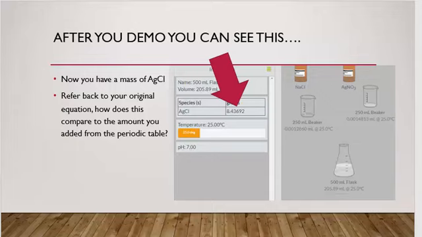Refer back to your original equation and how does this compare to the amount that you've already found? Remember, this is a quantitative experimental design. The key goal is to find that equation to use.